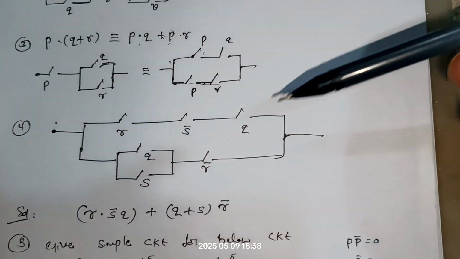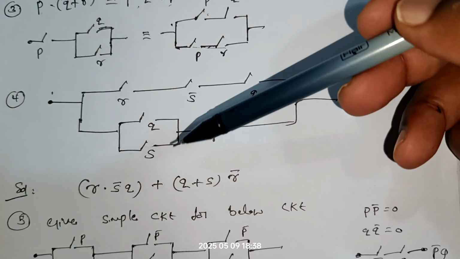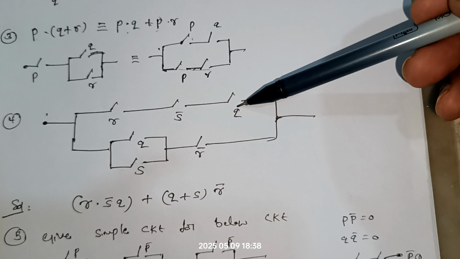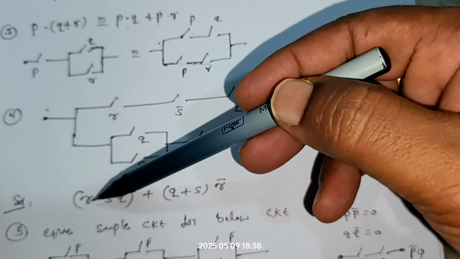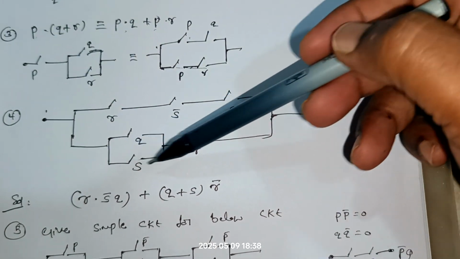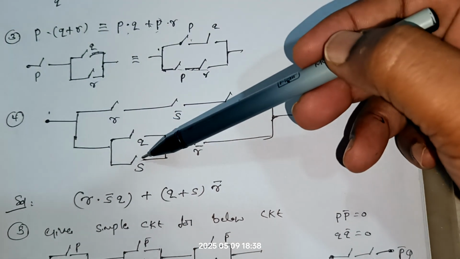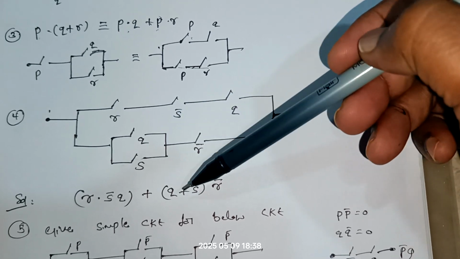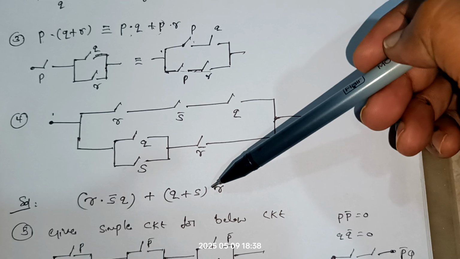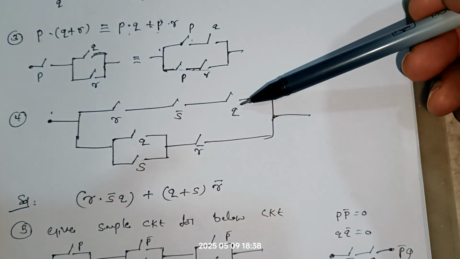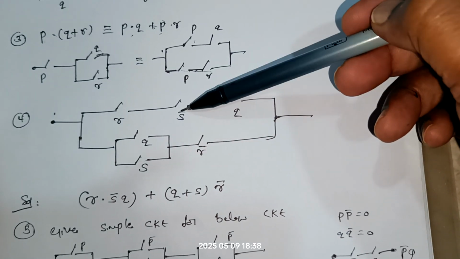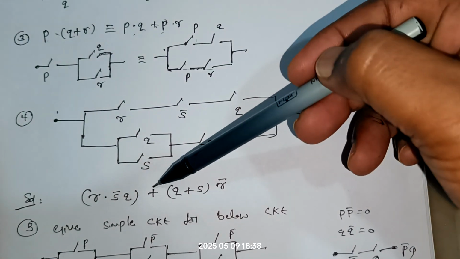Fourth one, with the help of this diagram, write the equation. R, S bar, Q, and these three are in series, so write the multiplication like R S bar Q. Look at this bottom one, Q and S are parallel, so it is addition. These two are in series with this, so it is multiplication. We have written the top one like this, the bottom one like this. Between the top and bottom, it is a parallel combination, so it is plus.